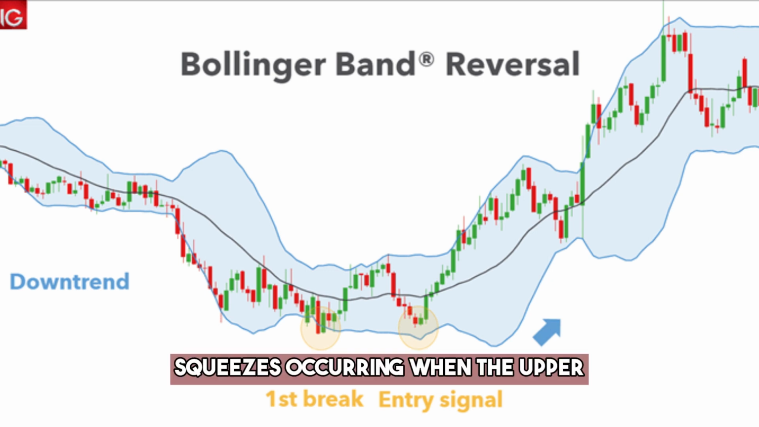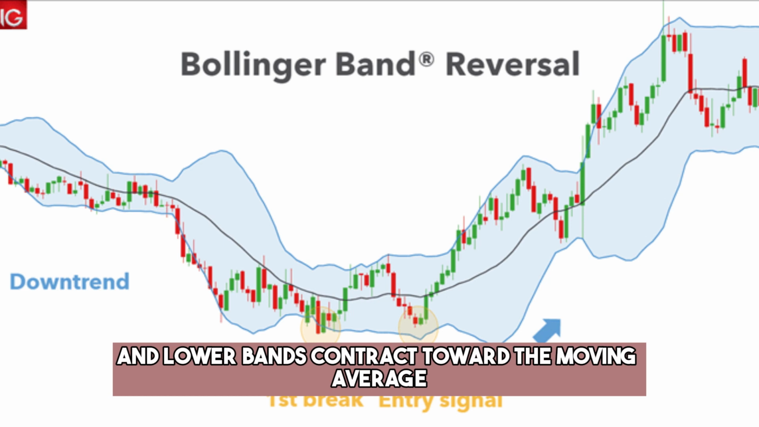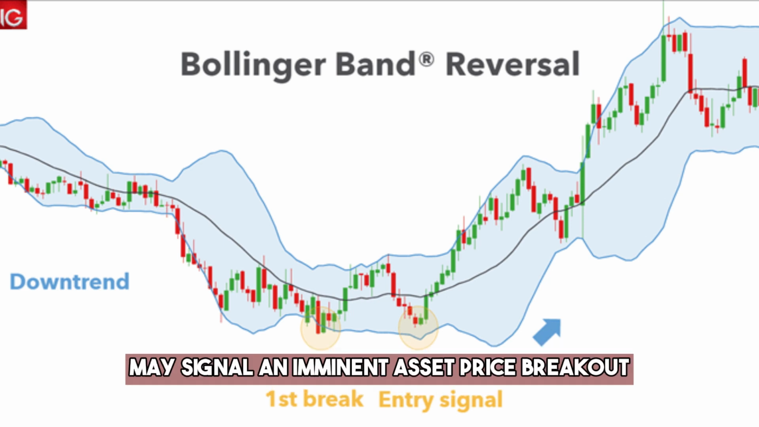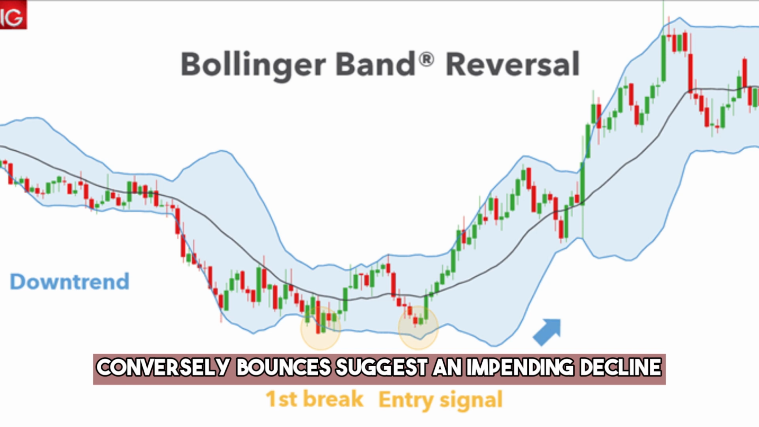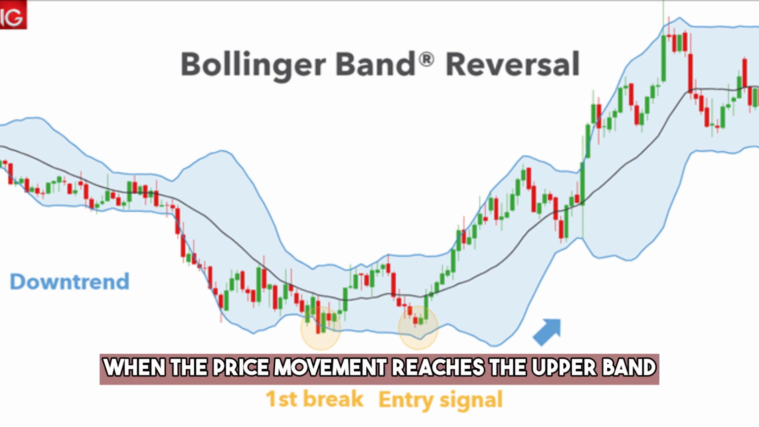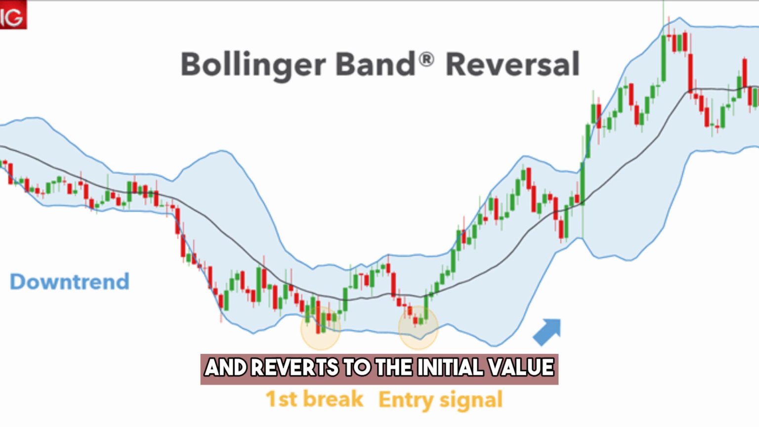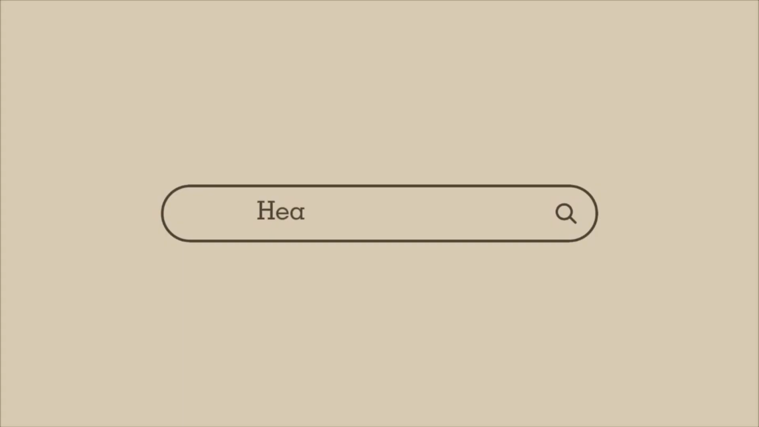Squeezes, occurring when the upper and lower bands contract toward the moving average, may signal an imminent asset price breakout. Conversely, bounces suggest an impending decline when the price movement reaches the upper band and reverts to the initial value.